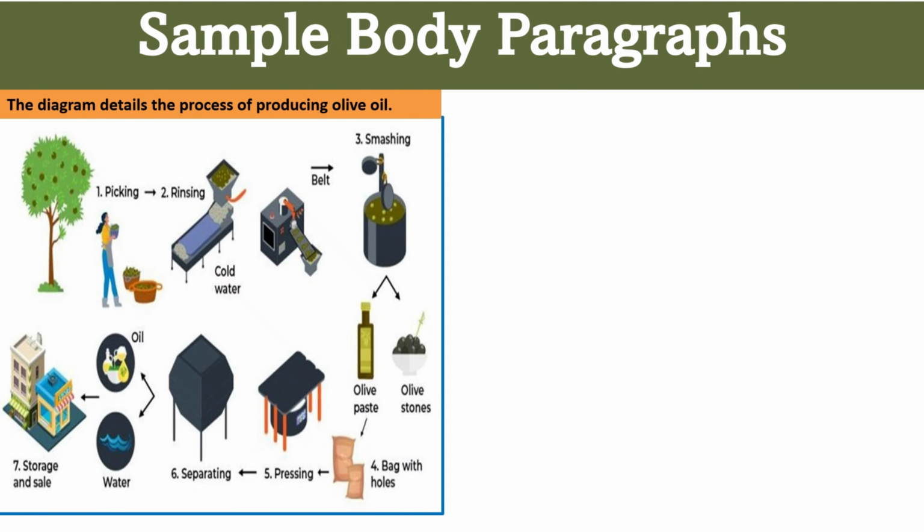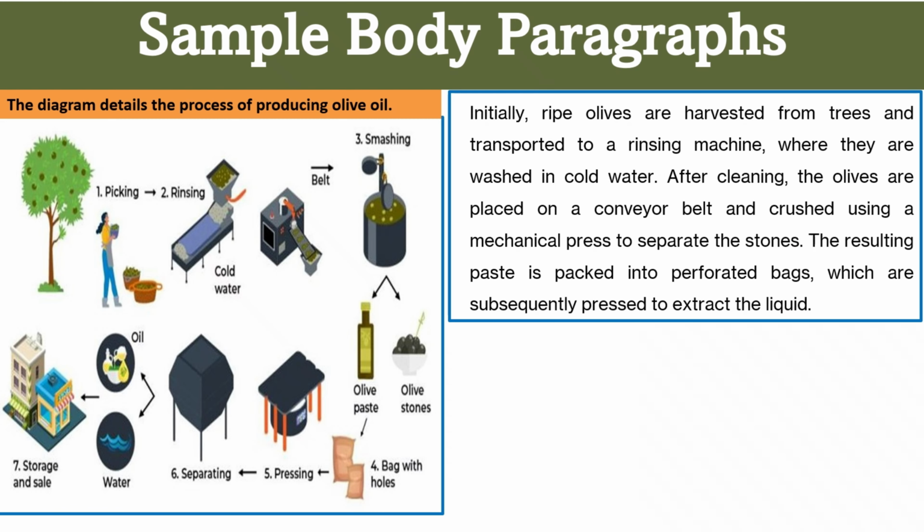Now let's look at the body paragraphs of this process diagram. Feel free to pause the video wherever you want to understand how the paragraphs are written and how each sentence contributes to the overall flow. In the first body paragraph, we describe the preparation stages. It begins with the harvesting of ripe olives, followed by washing, crushing, and finally pressing.